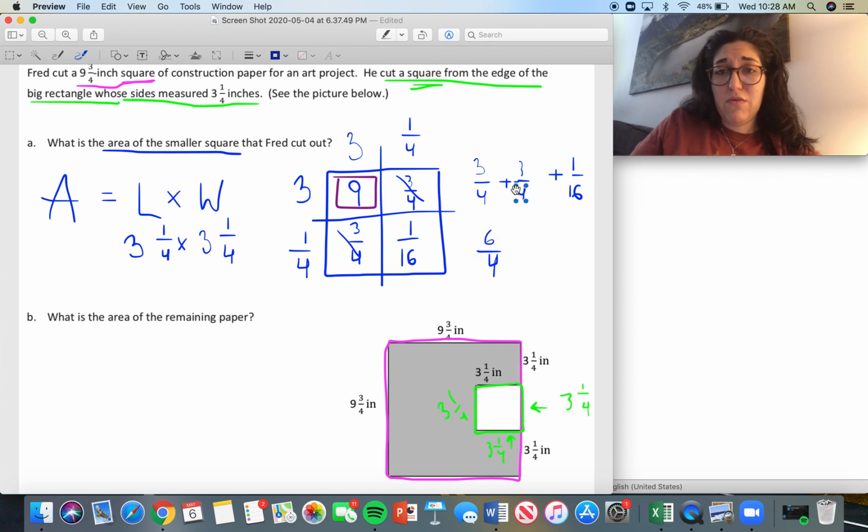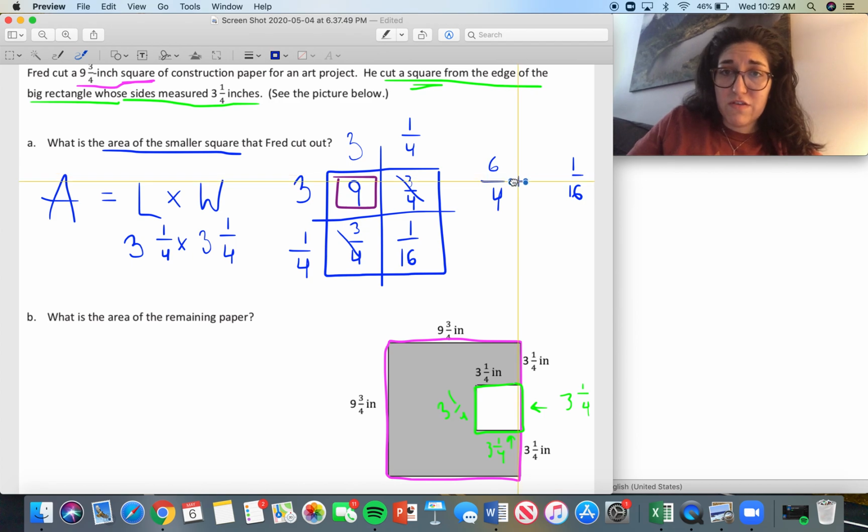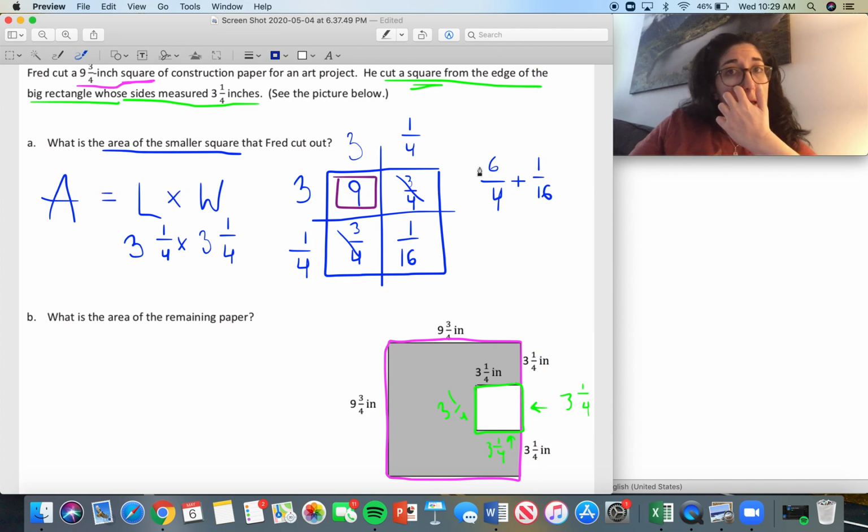So I'm going to take away my 3/4 because I used them. Now I have 6/4 plus 1/16. So if I'm doing 6/4 plus 1/16, now I don't have the same denominator, so I need to give them the same denominator. Remember, what I'm going to do is I'm going to say, okay, what do both of these have in common, right?